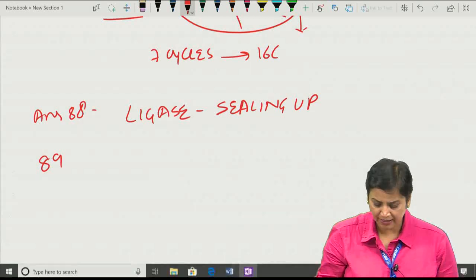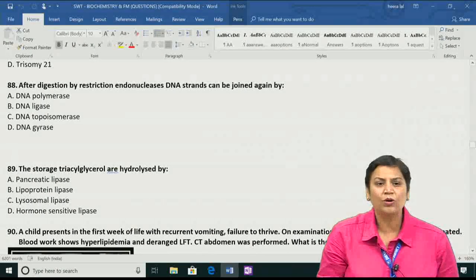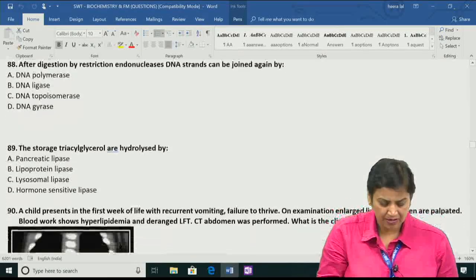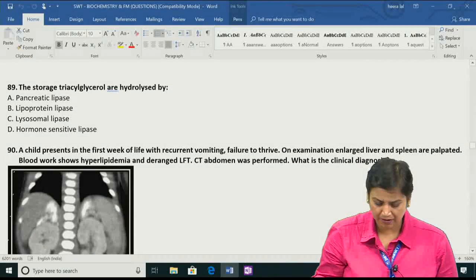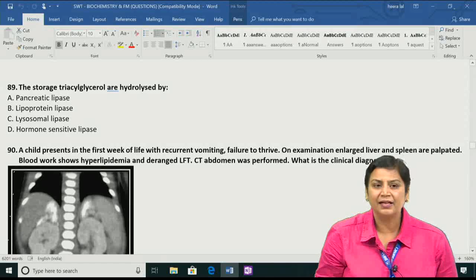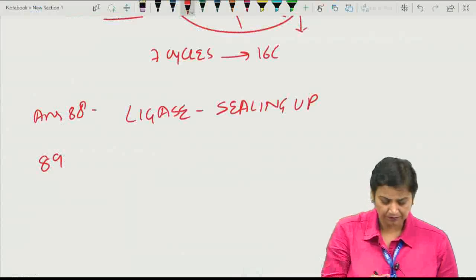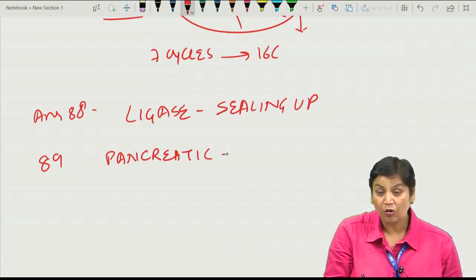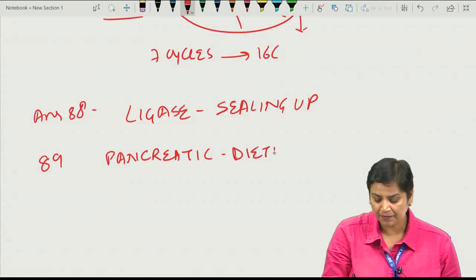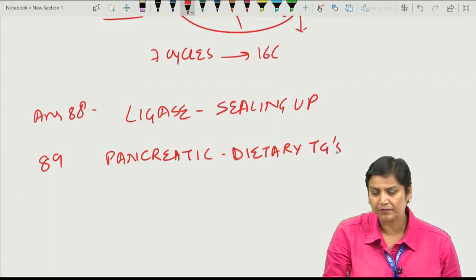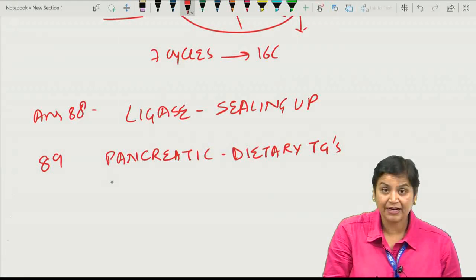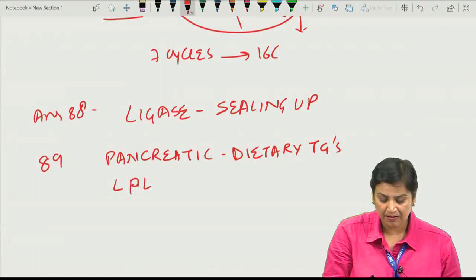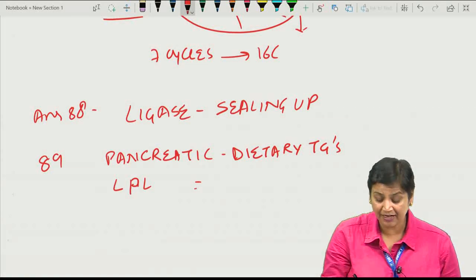Let's switch over to question number 89. The stored TAGs are hydrolyzed by. Now see, if we look at pancreatic lipase, what will it hydrolyze? Pancreatic lipase is going to hydrolyze only the dietary TGs. Second is lipoprotein lipase. It is going to digest or degrade only the lipoprotein associated TGs.